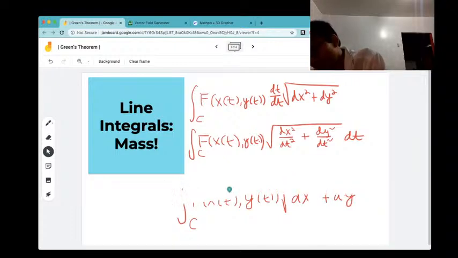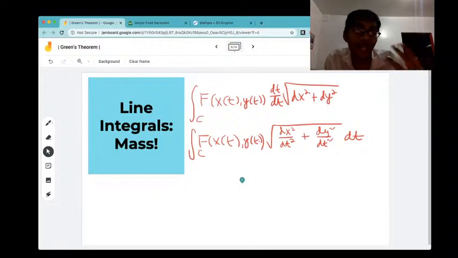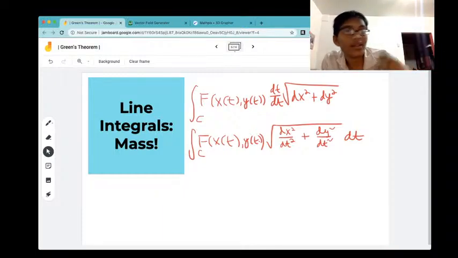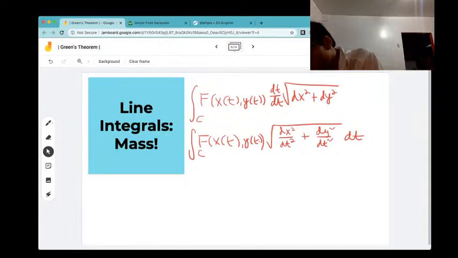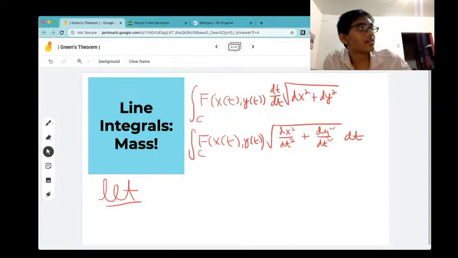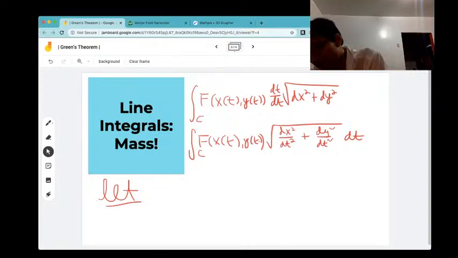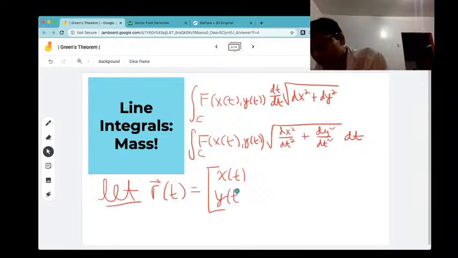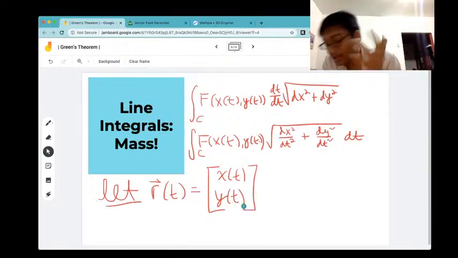Okay, so now what I'm going to do is say that x of t and y of t is going to come in the form of some kind of vector valued function, r of t. So let's see if YouTube is following along. Yes. So let r of t equal the following: x of t, y of t. So it's basically a vector valued position function. That's it. Nothing fancy, nothing crazy.